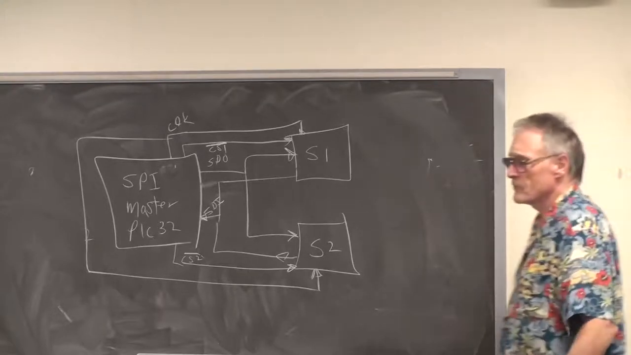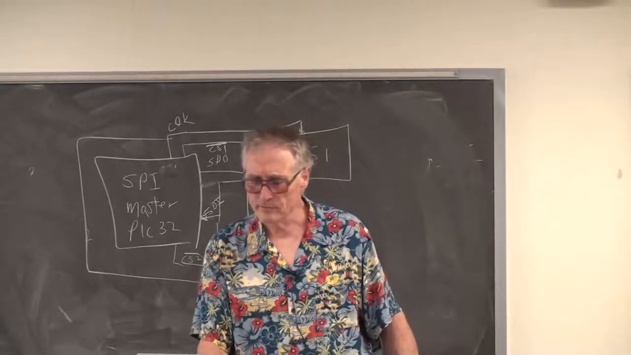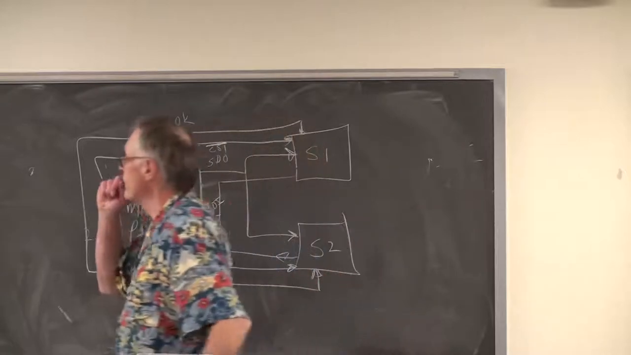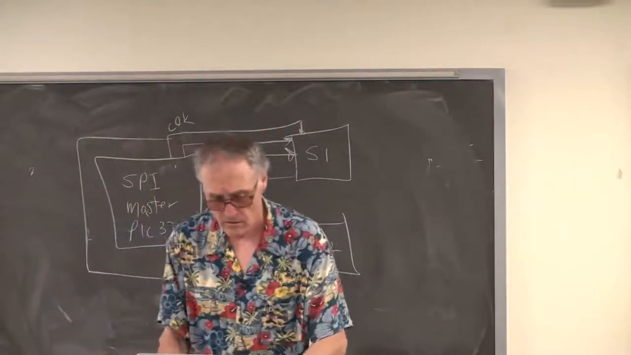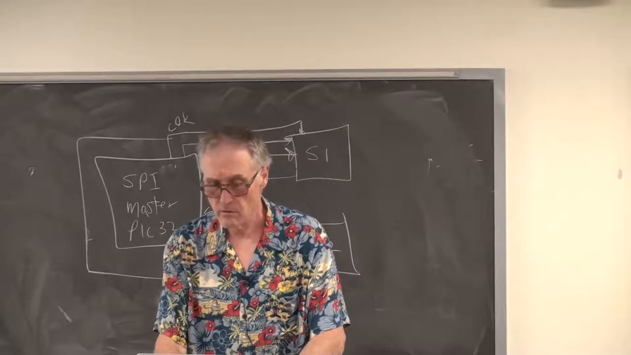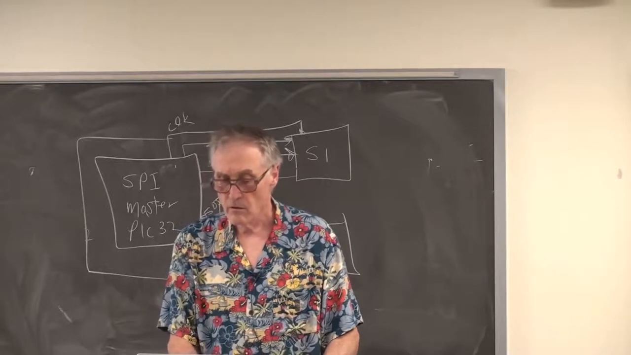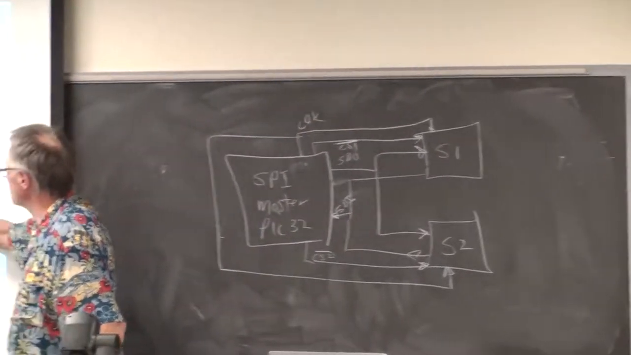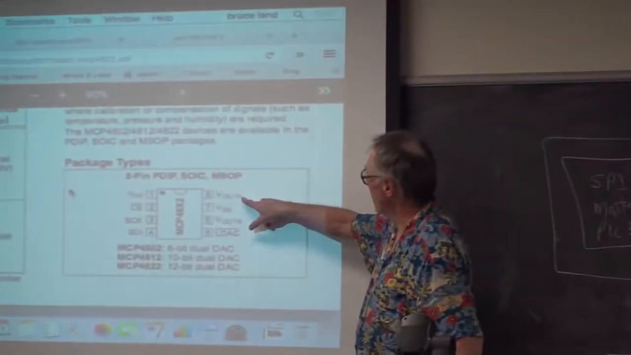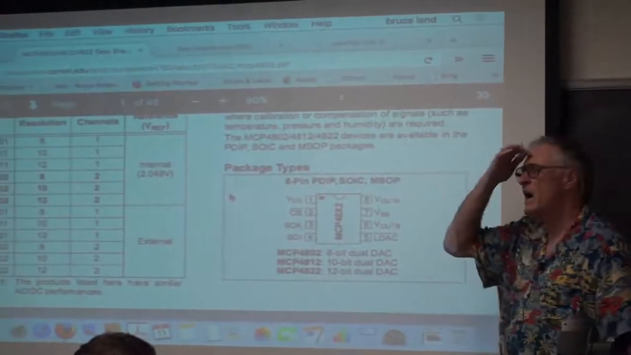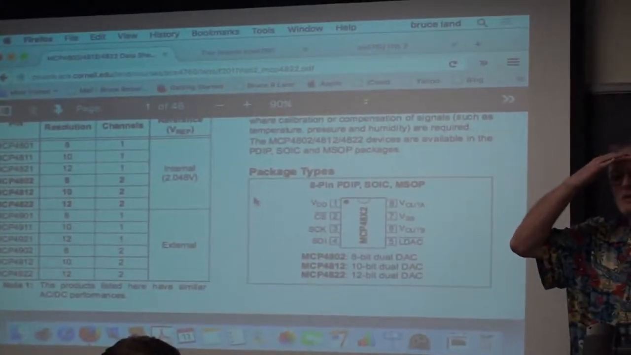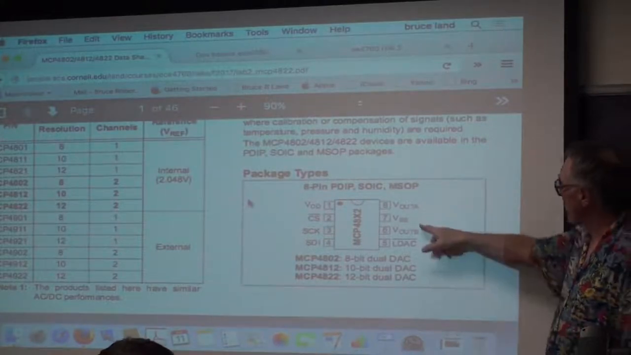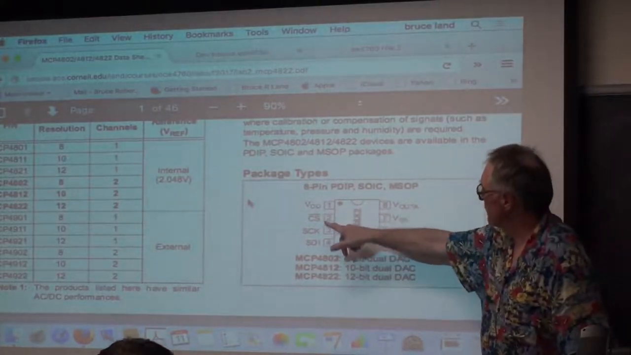So the pinout is easy. We have two voltages out. It's a two-channel DAC, out A and out B. On the big board, it's called DACA and DACB on the edge connector. There's a ground connection and a VDD.